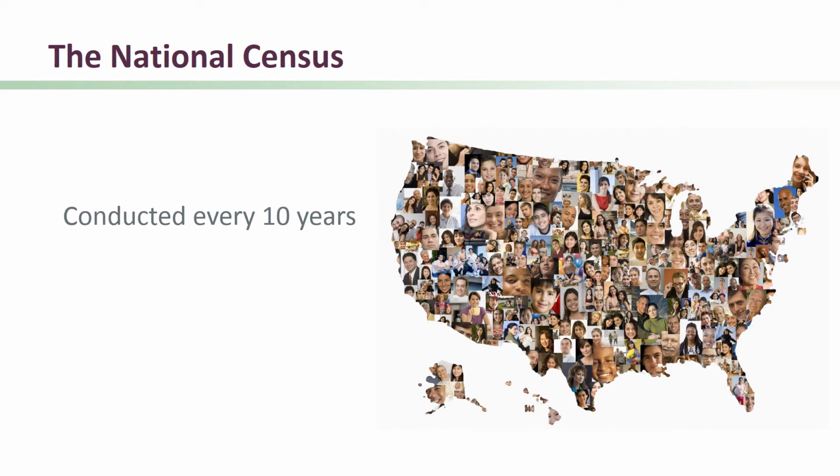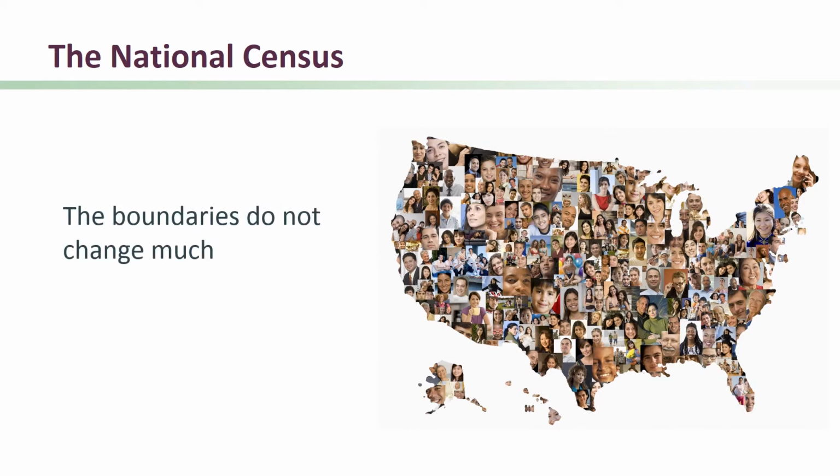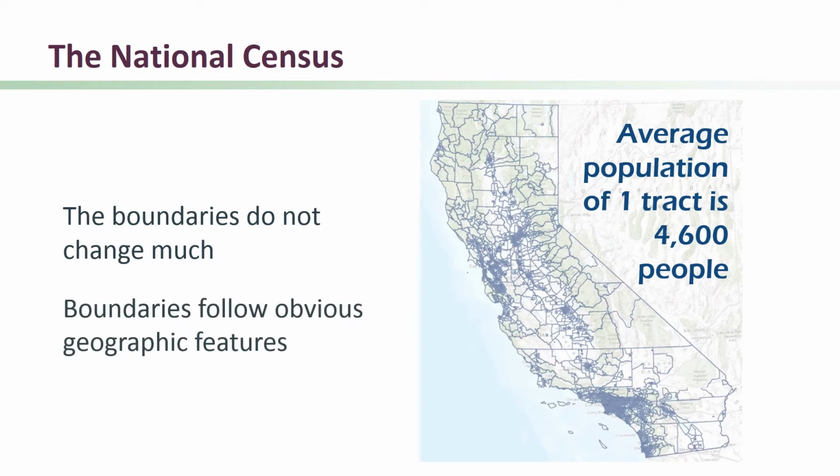A national census is conducted every 10 years. Census tract boundaries are determined at that time. Census tracts don't change much from one census to the next. In California, a census tract has an average population of around 4,600 people. Census tract boundaries usually follow obvious features like roads or rivers.